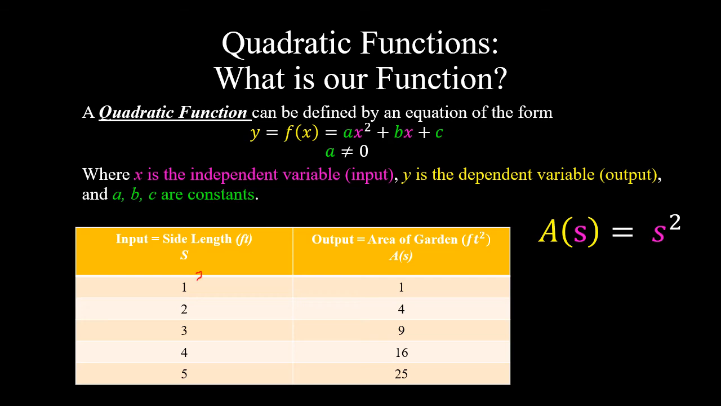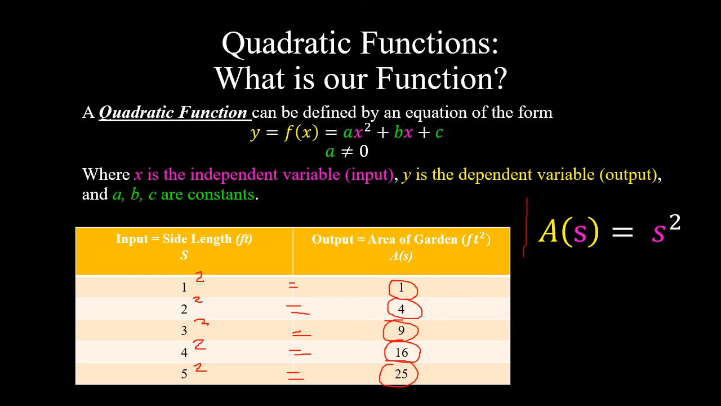So if the side length is 1 foot, then 1 squared is, of course, 1. If the side length is 2 feet, well, 2 squared is, of course, 4. And if the side length is 3 feet, well, then 3 squared is, of course, 9. If it's 4 feet, 4 squared is 16. And if it's 5 feet, 5 squared equals 25, right? So when we plug in our side length, we're simply squaring it to get our area, right? So this is our quadratic function for this particular table of values.